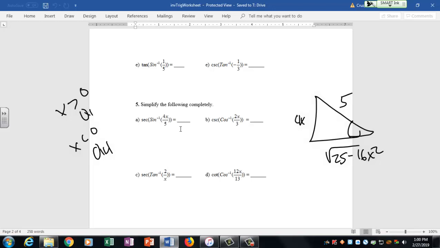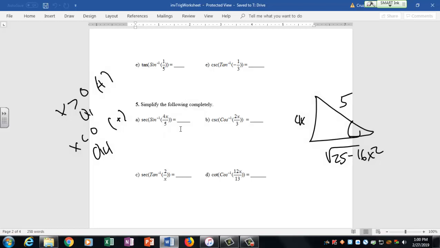Now, secant. Secant is what? 1 over cosine. Does that make sense? Now, secant is positive in quadrant 1, yes? Well, how about quadrant 4? Is it positive or negative? Positive. Do we agree? So when I write this, the answer's got to be a positive answer. Does that make sense? Let's take a look.